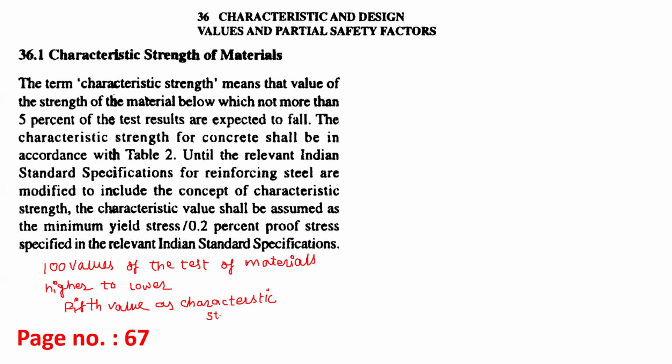Means below which we should have. So here you can see not more than 5% of the test results are expected to fall. So this you can write fifth or you can write sixth. So sixth value better I can say, and below which we have only 5 values and above which we have 95 values. So only 5% are below your characteristic strength.